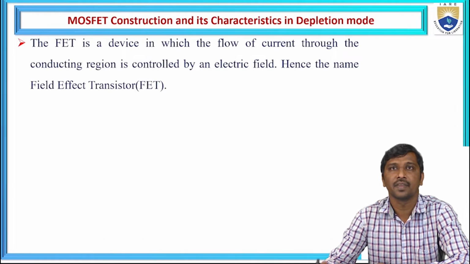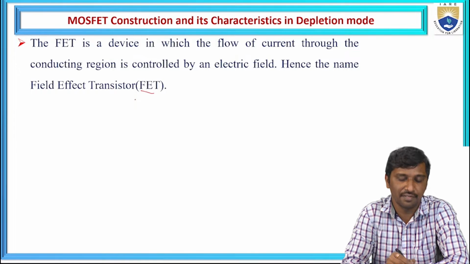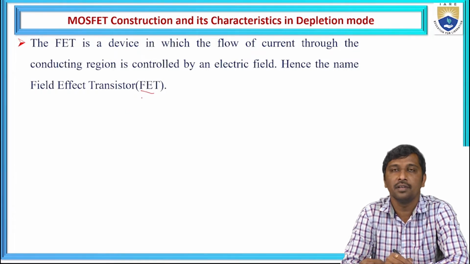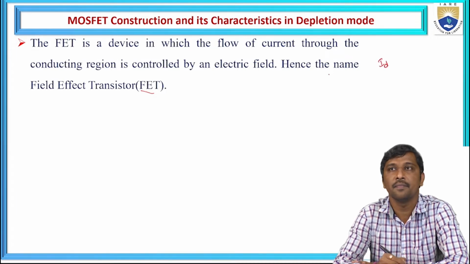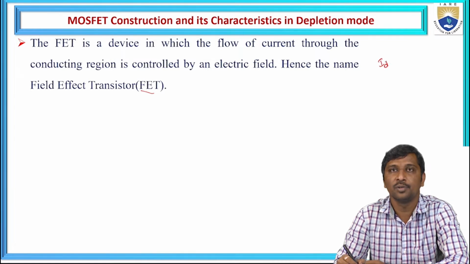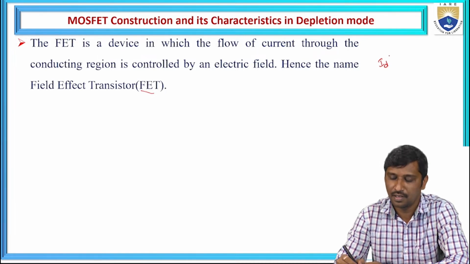So that is the reason a FET is a device in which the flow of current through the conducting region is controlled. Why is it called a field effect transistor? In the FET, we control the current, that is, the drain current, represented as ID. The drain current is controlled by an applied electric field. Hence, this type of transistor is called the field effect transistor.